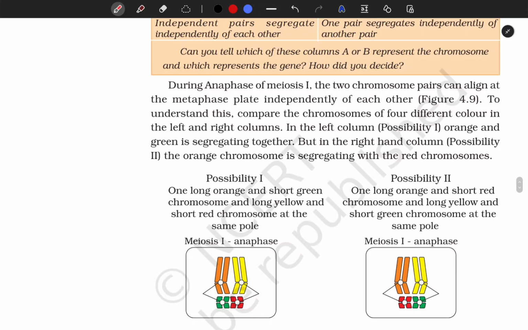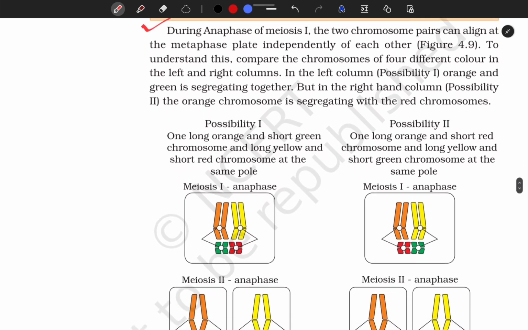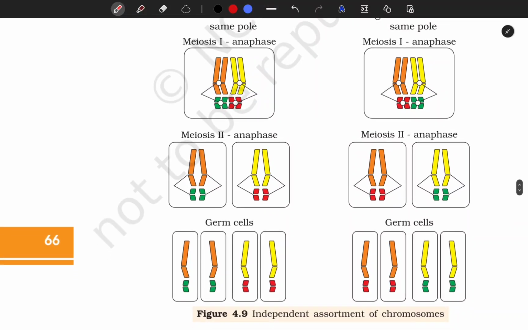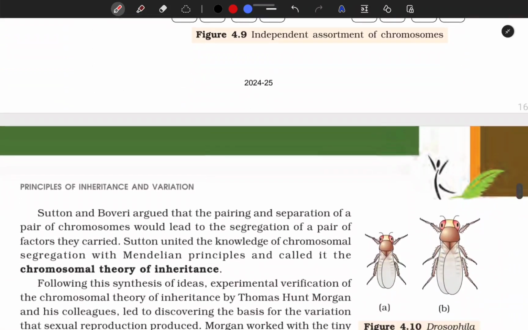How did you decide? During anaphase of meiosis I, the two chromosome pairs can align at the metaphase plate independently of each other. To understand this, compare the chromosomes of 4 different colors in the left and right columns. In the left column, orange and green are segregating together, but in the right hand column, the orange chromosome is segregating with the red chromosome. Figure 4.9 shows an independent assortment of chromosomes.